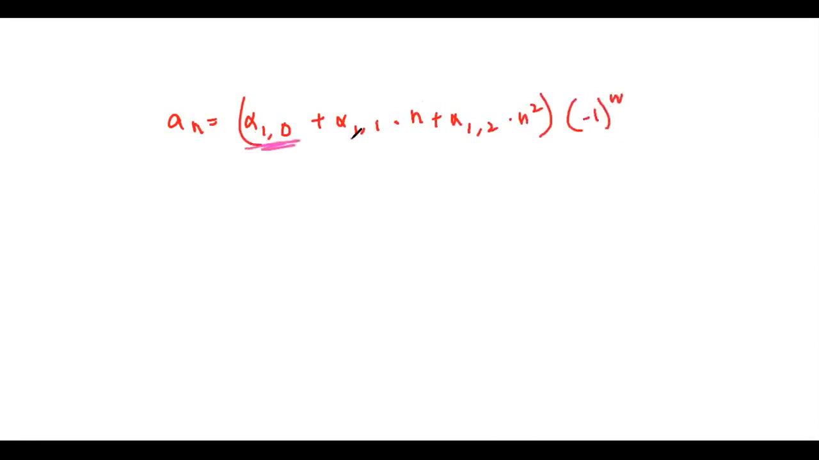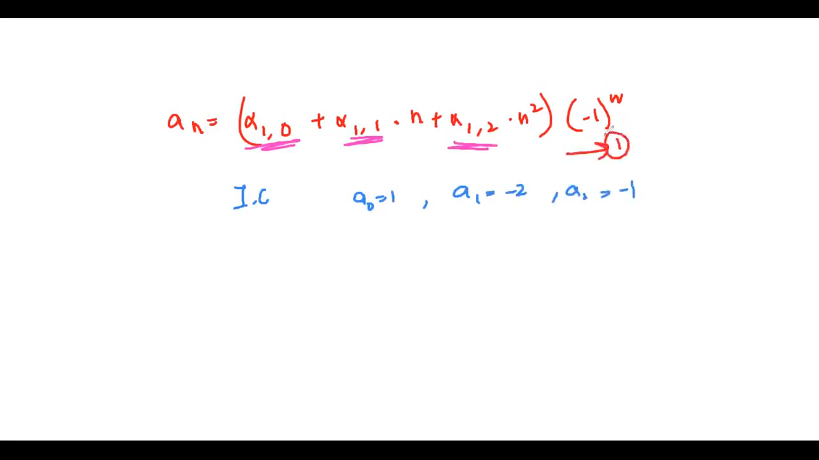The root is a naught. an is equal to alpha 1 comma 0 plus alpha 1 comma 1 into n plus alpha 1 comma 2 into n square into minus 1 power n. Now to find alpha 1 comma 0, alpha 1 comma 1 and alpha 1 comma 2, we have to use our initial conditions. What were the initial conditions? a0 is equal to 1, a1 is equal to minus 2 and a2 is equal to minus 1. Now based on that, substitute.